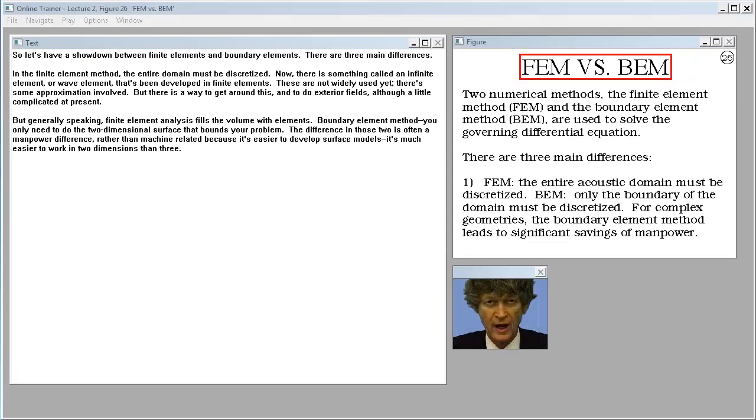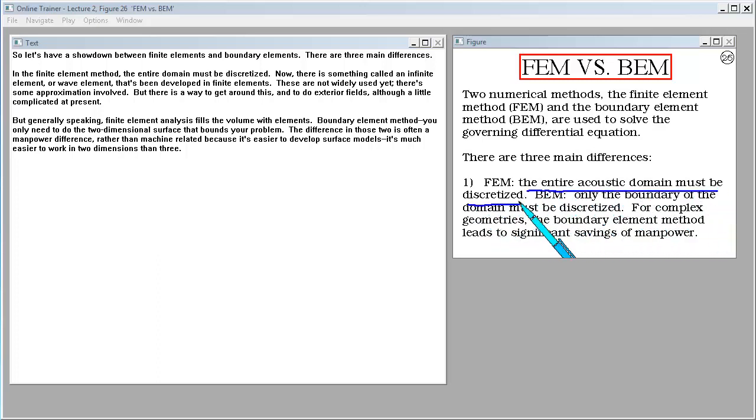So let's have a showdown between finite elements and boundary elements. There are three main differences. In the finite element method, the entire domain must be discretized. Now, there is something called an infinite element or a wave element that's been developed in finite elements. These are not widely used yet.